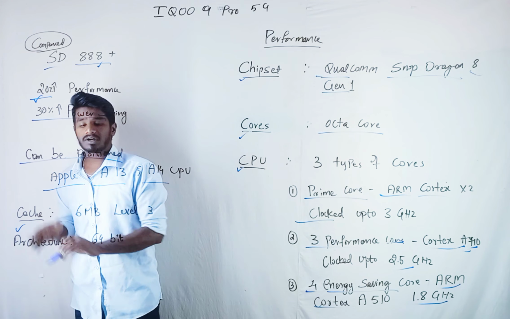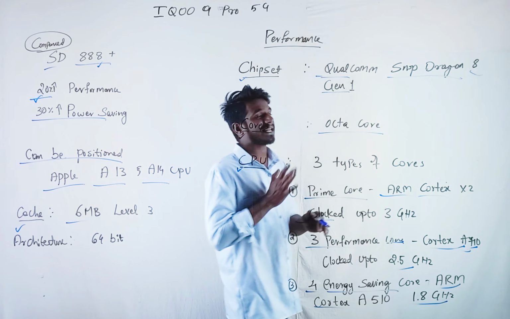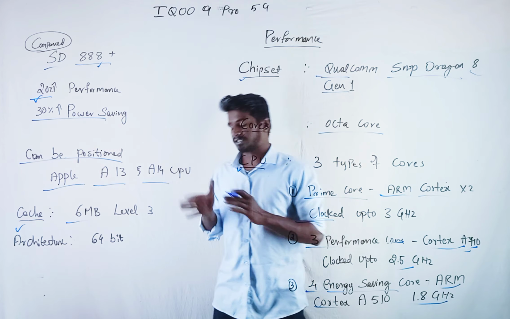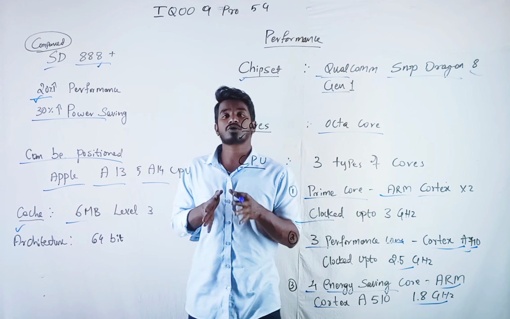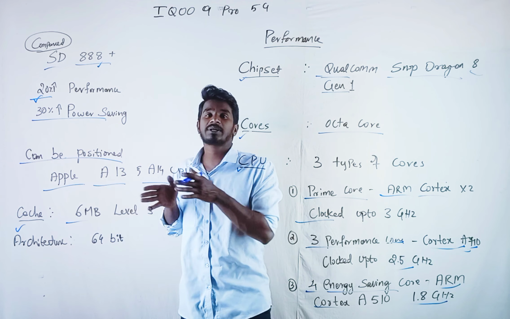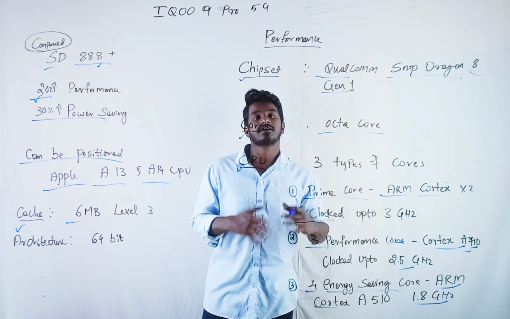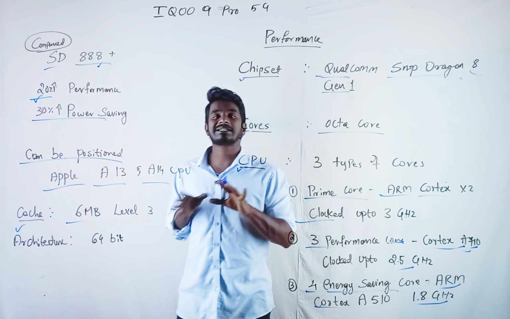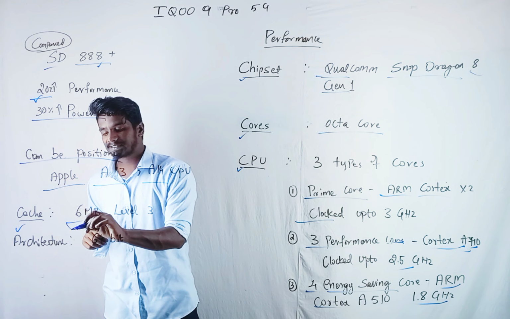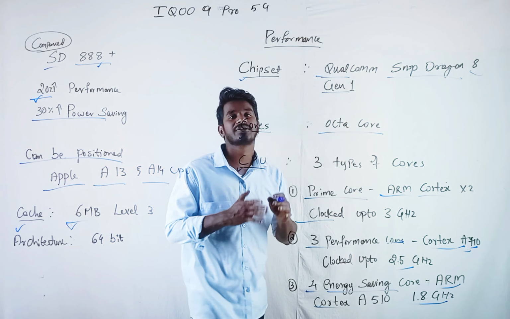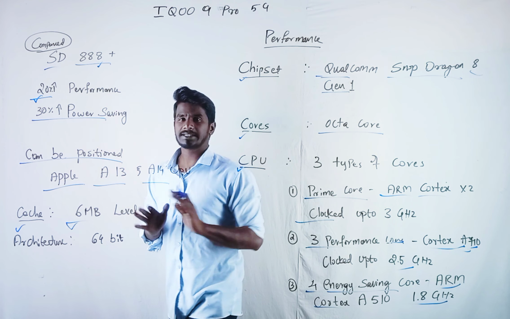Fine, the cache of this processor is 6 MB, that is level 3 cache. What do you mean by cache? Cache means it stores your data for a temporary period of time. After that period, it will get automatically deleted. For some short period of time, it is saved in your mobile. For that, they have allotted 6 MB of space. That is more than enough, I think. But usually, that is enough.